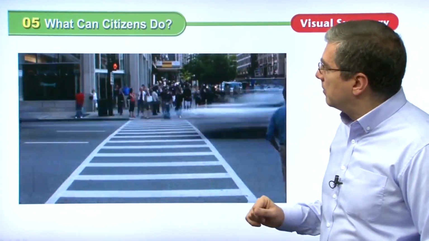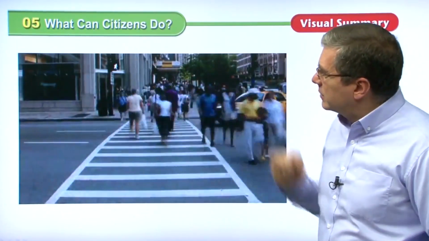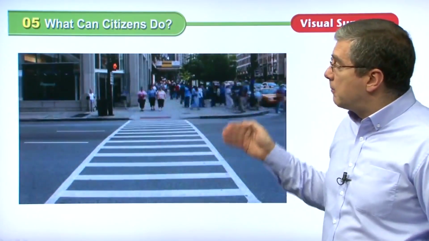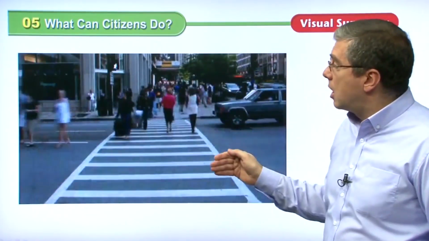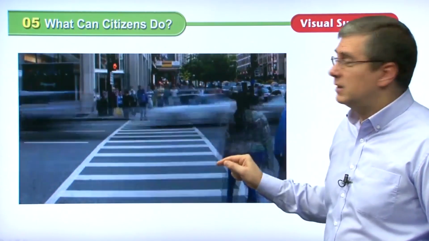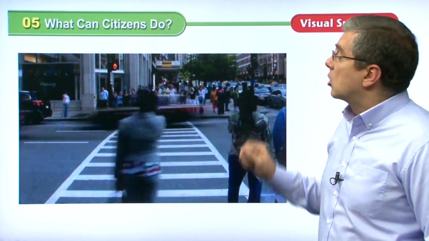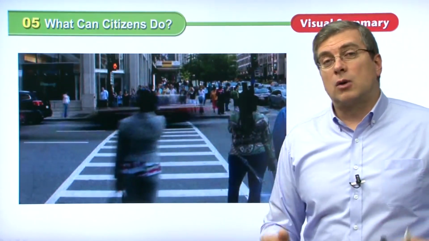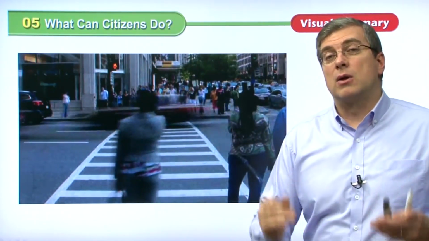But look at the people. See, they're waiting until the light turns to green. Then they cross. When it's red, they stop. It's very important that they follow the law. That is the law. Do not cross the street when the light is red. Cross the street when the light is green. That's the law. It's our responsibility to follow the law.